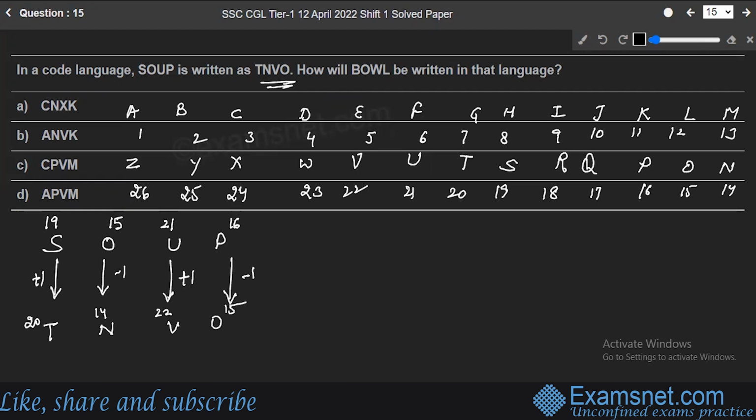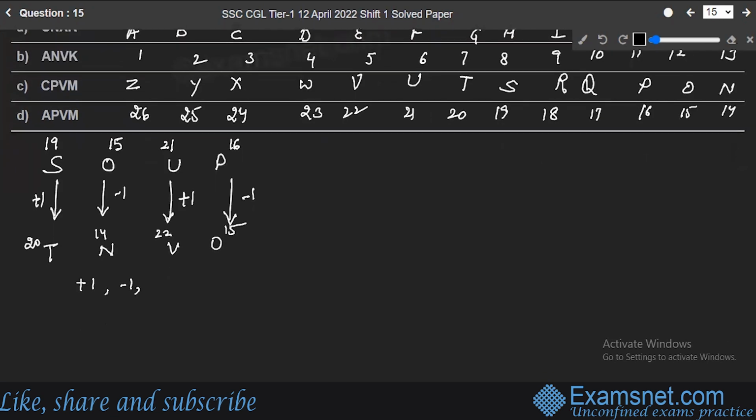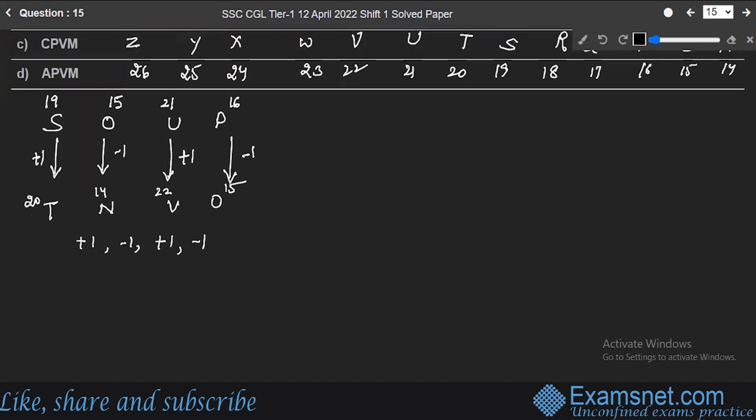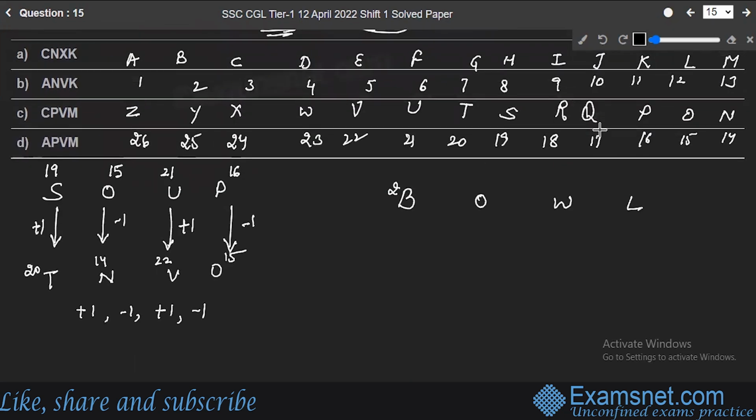So what is the logic? It's plus 1, minus 1, plus 1, minus 1. And what is the word that you have to write? It's bowl. How will that be written in the coded language? B-O-W-L. Let's write down. B is at position 2, O is at 15, W will be at 23 and L is at 12.